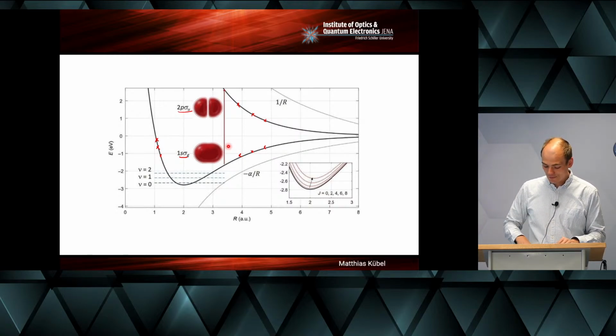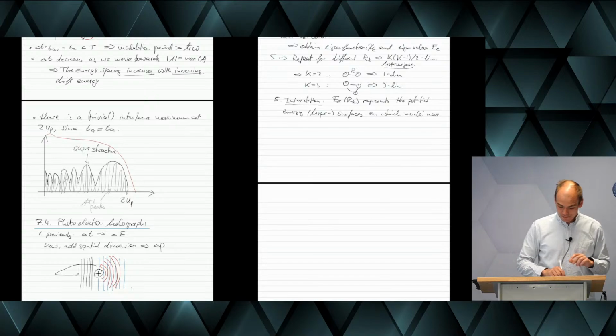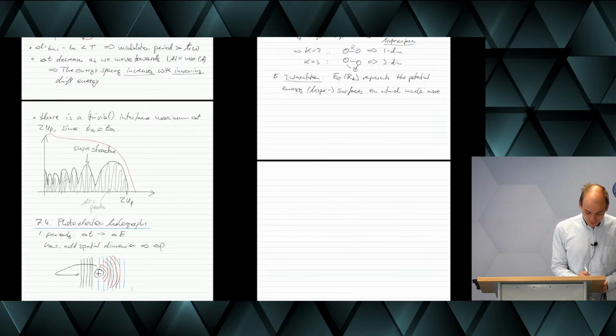Can you go back to the iPad, please? So we'll assume a two-level system in an E field.